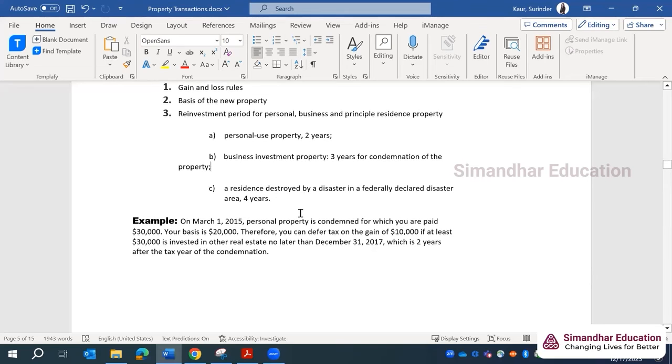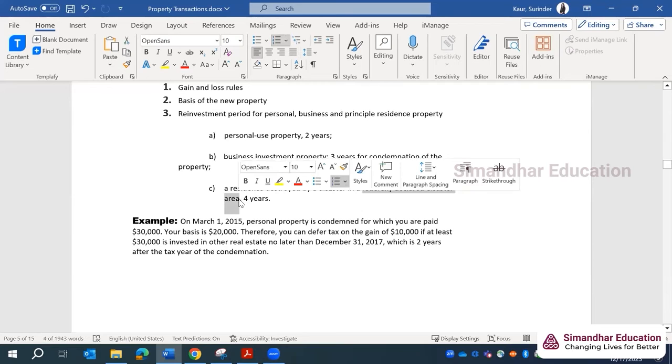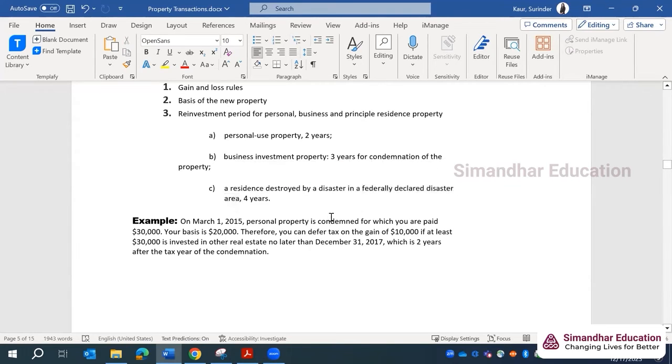And if it was your principal residence, which was destroyed in a federally declared disaster area, what does federally declared disaster area mean? Like if there is, let's say, a natural cyclone, or something else, and the president says that this is a federally declared disaster, then in that case, you have 4 years to reinvest the money in a similar property.